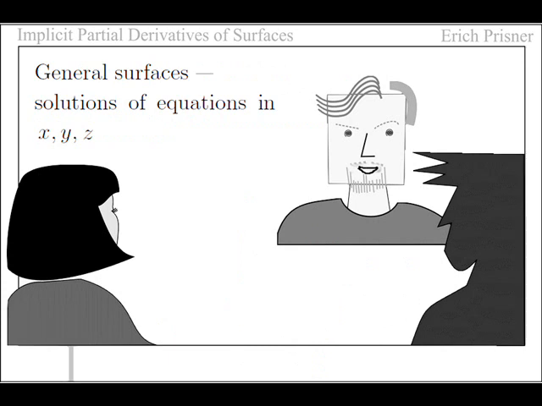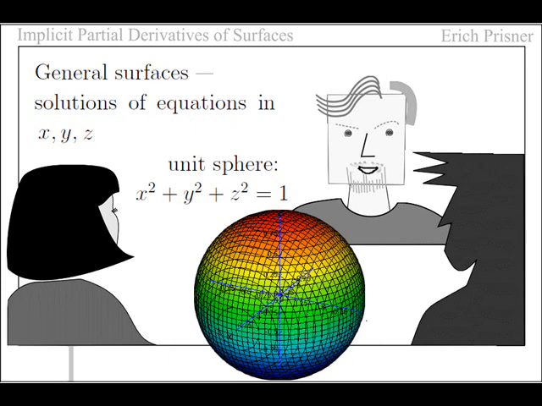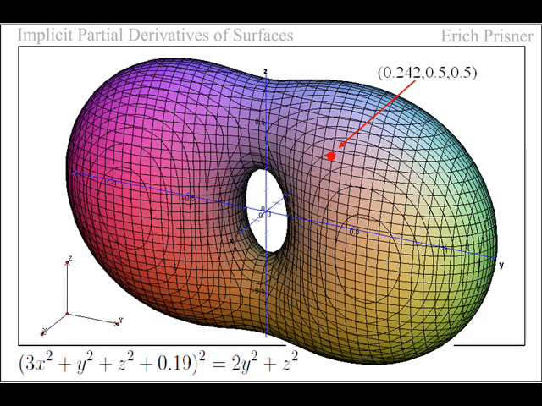General surfaces can be described by equations in three variables, x, y, and z. The unit sphere, for instance, obeys the equation x squared plus y squared plus z squared equals 1. The donut-like surface shown obeys the equation (3x squared plus y squared plus z squared plus 0.19) squared equals 2(y squared plus z squared). But the surface does not obey the vertical line test. We cannot solve this equation uniquely for c.